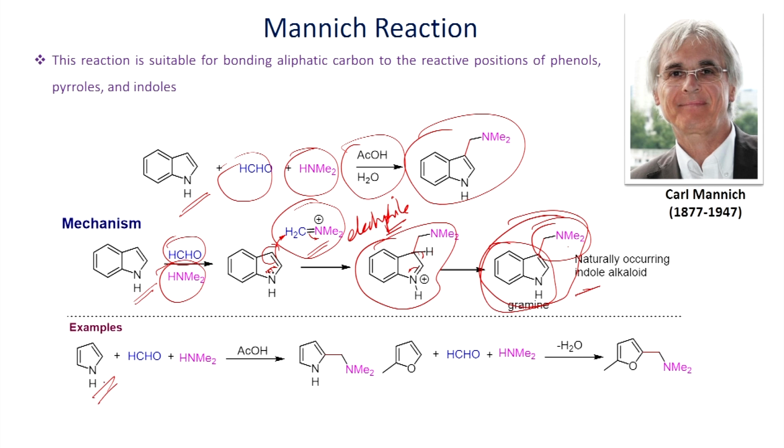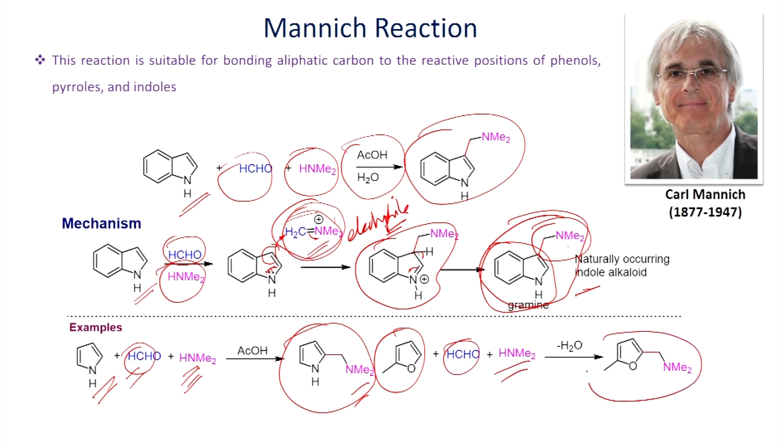In another example, the reaction of pyrrole is shown, which can readily undergo reaction with formaldehyde and dimethylamine to give this derivative. In this also, the aldehyde first undergoes reaction with the amine, and you form the iminium salt. Once you form the iminium salt, which acts as an electrophile as shown, it can undergo reaction with the pyrrole and you can get this compound. Similarly, this 2-methyl furan can readily undergo reaction with this iminium salt that can be generated with dimethylamine and aldehyde to give this substituted compound as a product.